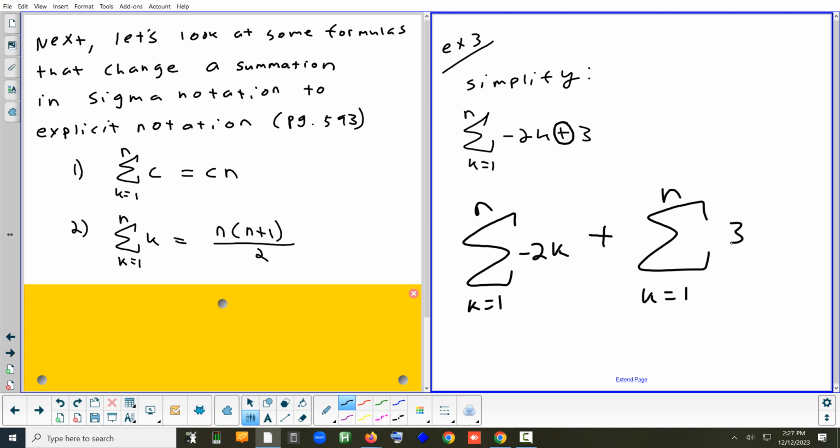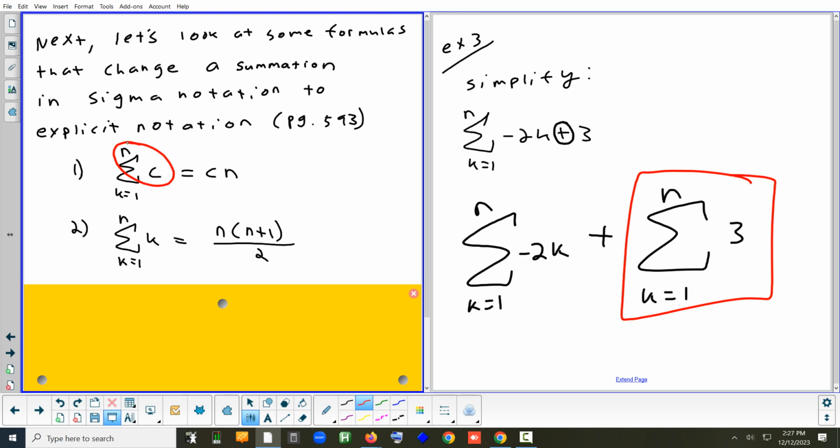Now, look at this one. Does that look like either one of these? It's like number 1. It is. It's number 1. So we can simplify that to 3n. That whole thing just turns into a 3n. I won't do it yet, but that's what I'm going to do in the next step.